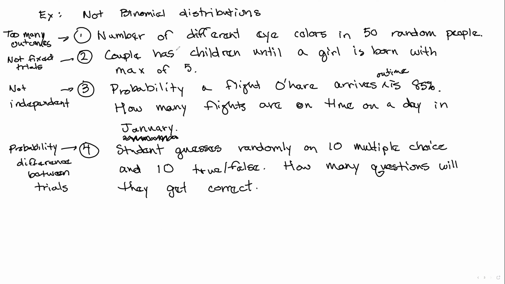Is every single thing that you do, all these things you're doing again and again, independent, so that one outcome doesn't affect the others? And then again, you have to be doing the same thing again and again, so the probability can't change. As long as you meet those four criteria, you can use the binomial distribution.